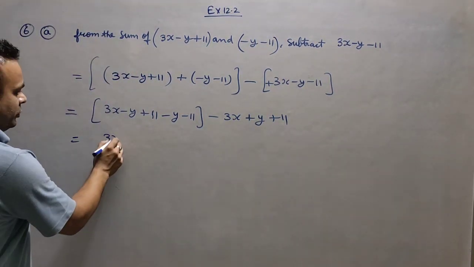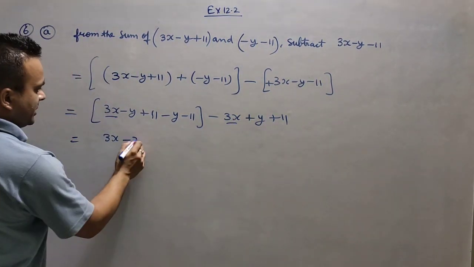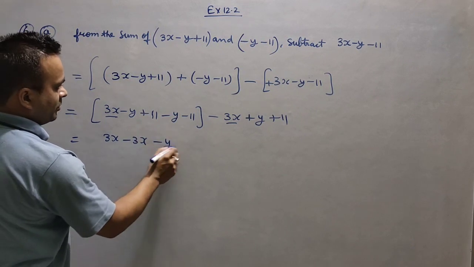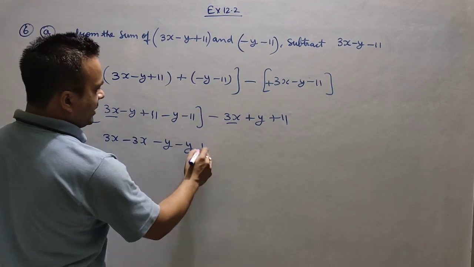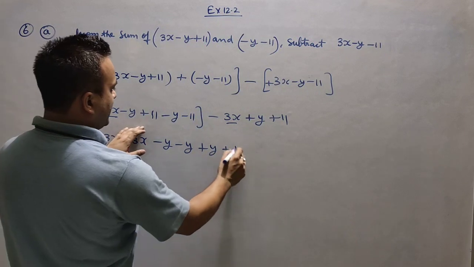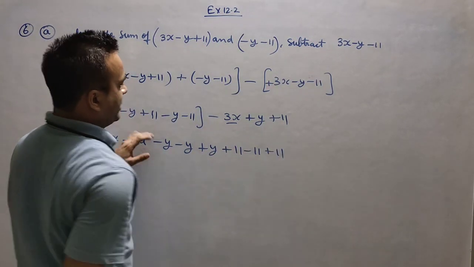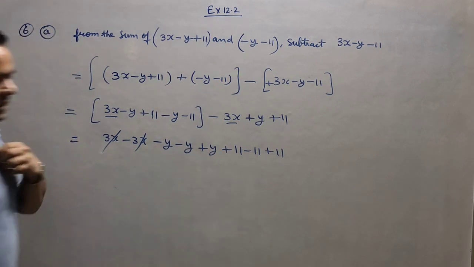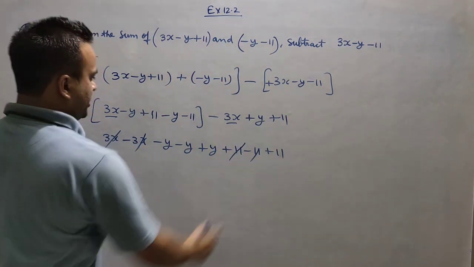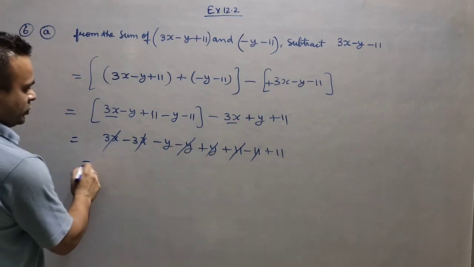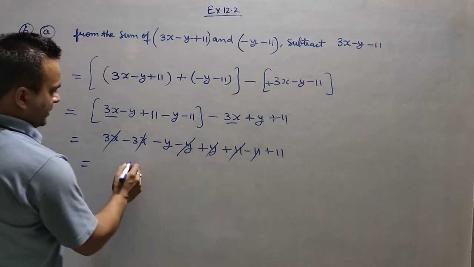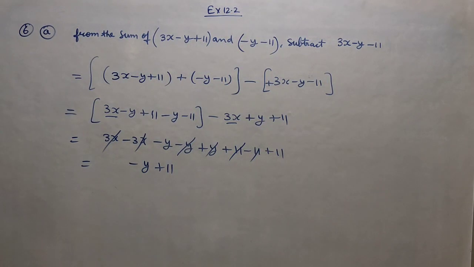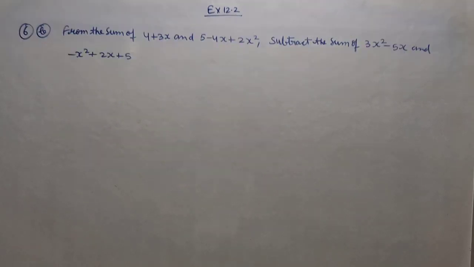In the next line what we can do, 3x and this is minus 3x I am putting together because like terms, minus y and plus y I am putting together, 11 minus 11 and plus 11 I am putting together. This cancels, and you can see this one is also cancelled, this one is also cancelled, because 1 plus and 1 minus 1, and what is left? This one, right? So this is the final answer, minus y plus 11 will be the answer.